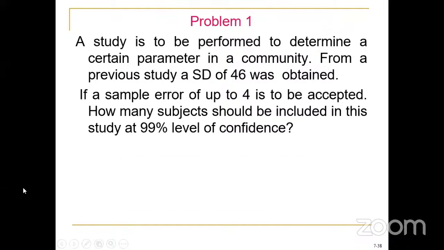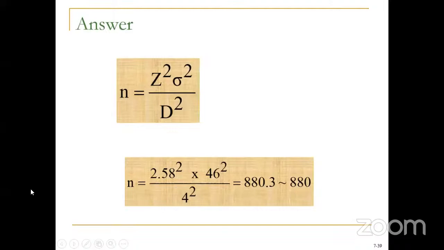So we have to find the value of the sample size. The value of Z at 99% is 2.58. Sigma is already given, 46 squared, and D was 4. So we apply the formula and we get a value approximately equal to 880.